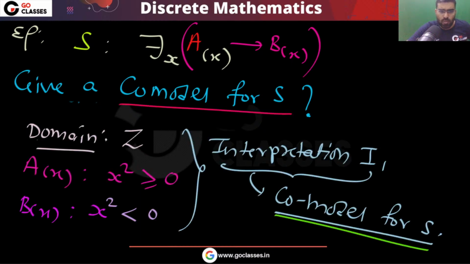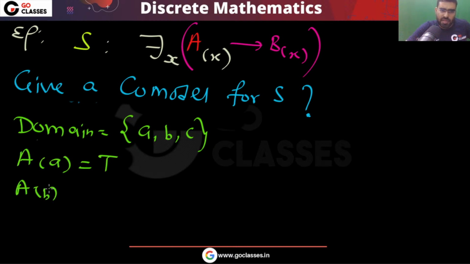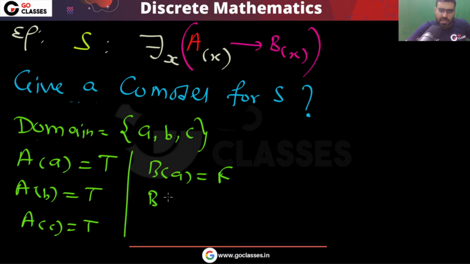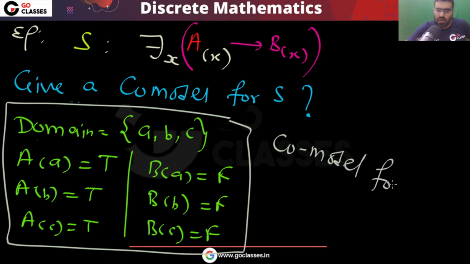Of course, you can give another co-model. For example, you can give a domain like this: domain ABC. And you can say AA is true, AB is true, AC is true. And BA is false, BB is false, and BC is false. Now this also will work as a co-model. This is also a co-model for S.